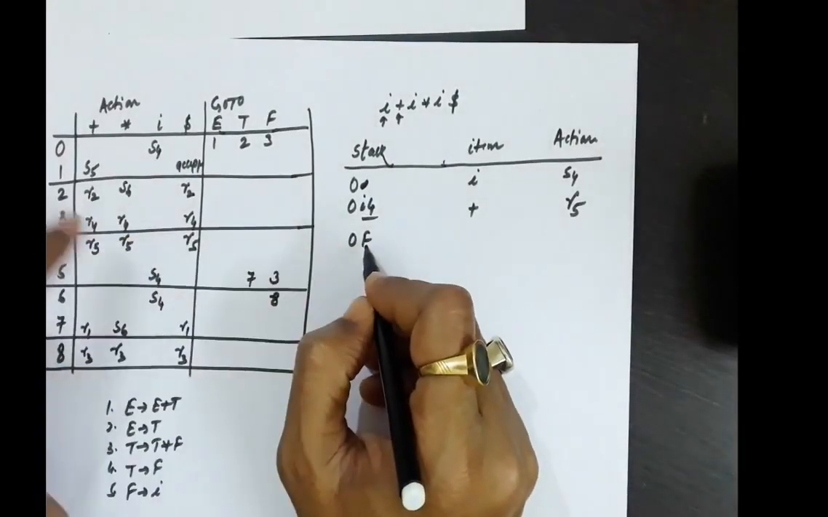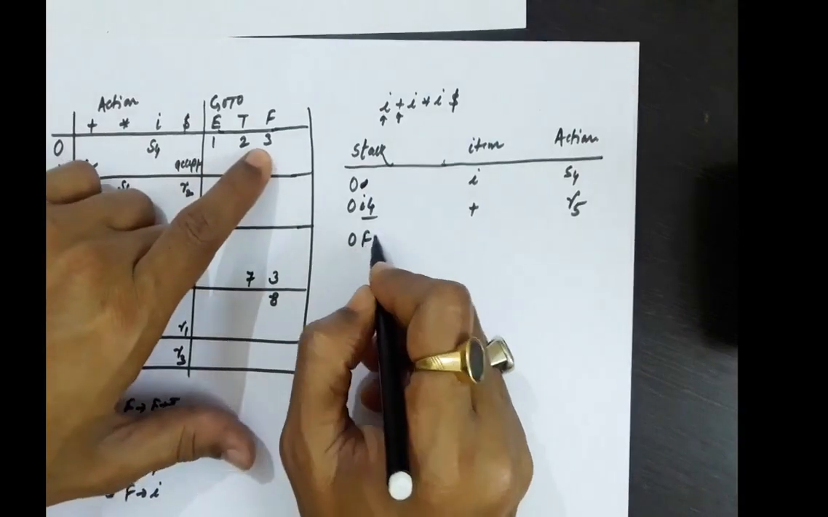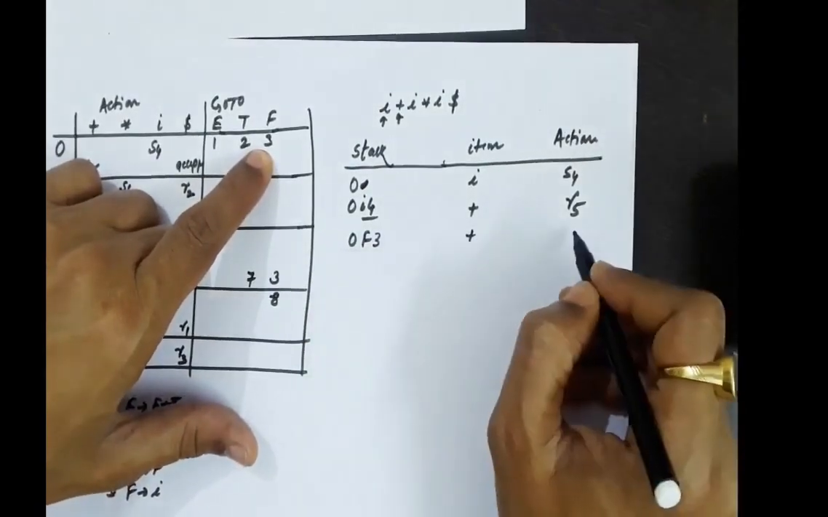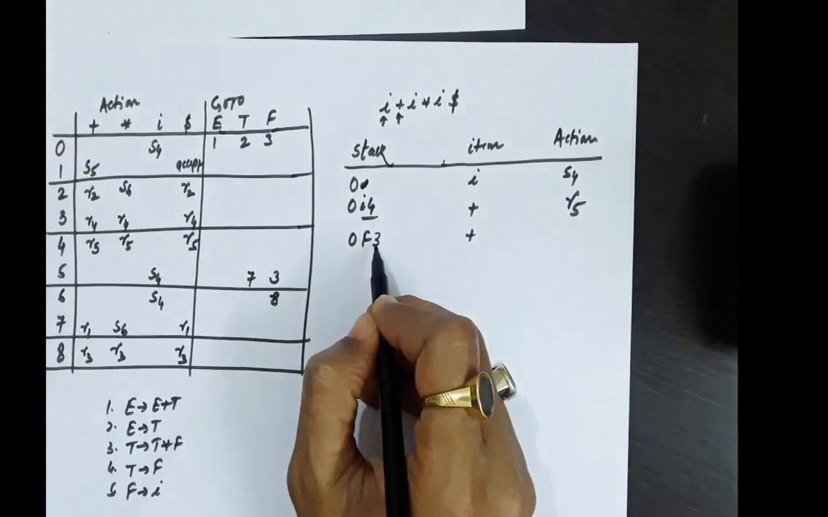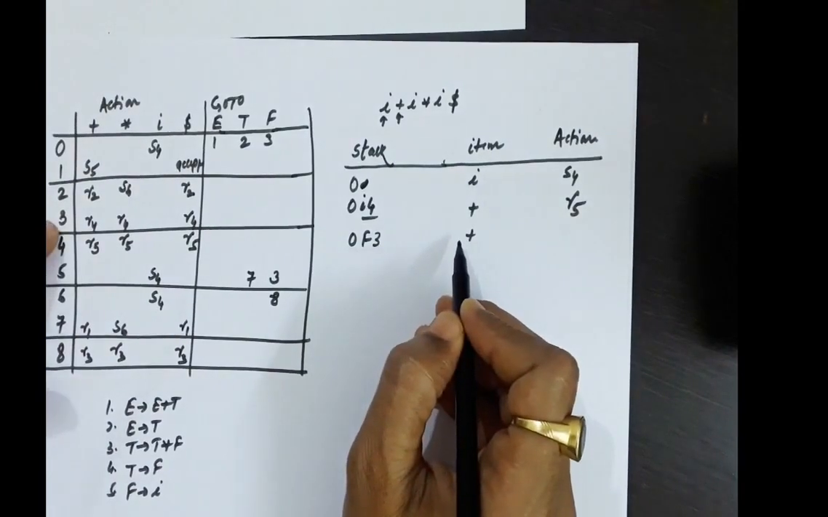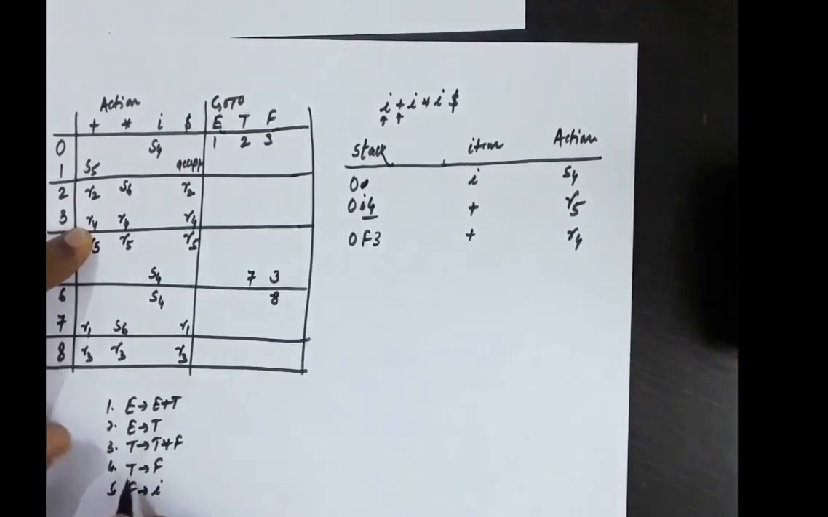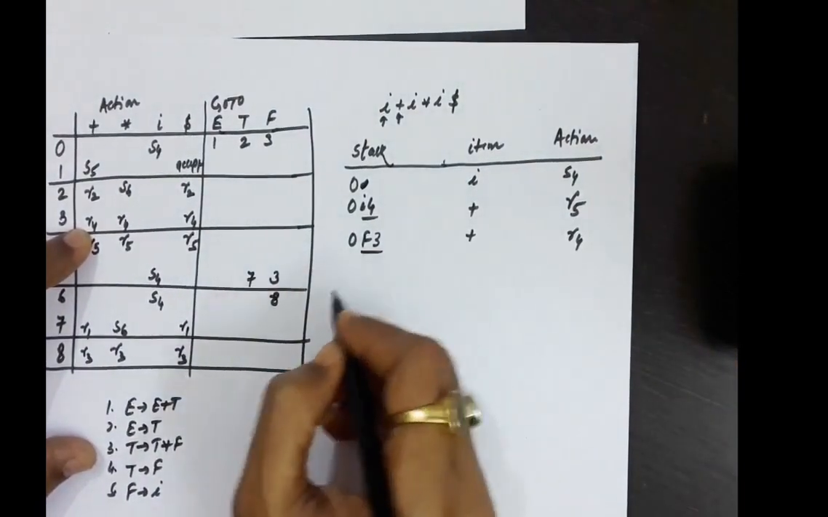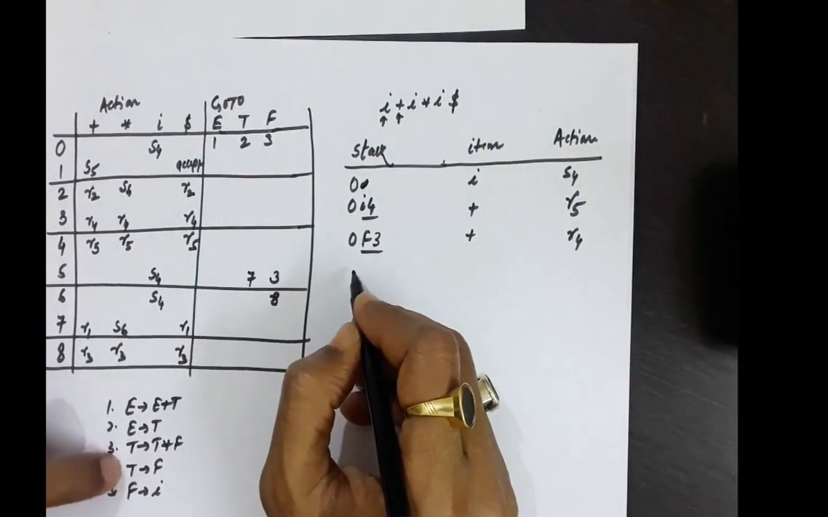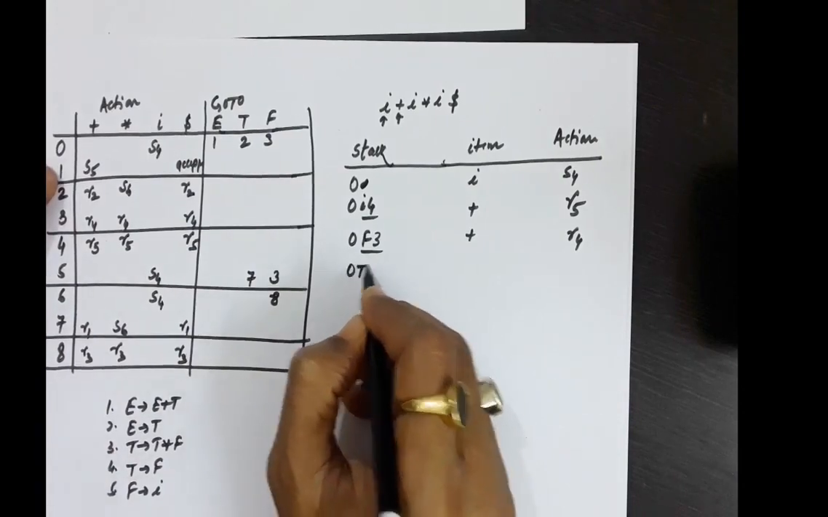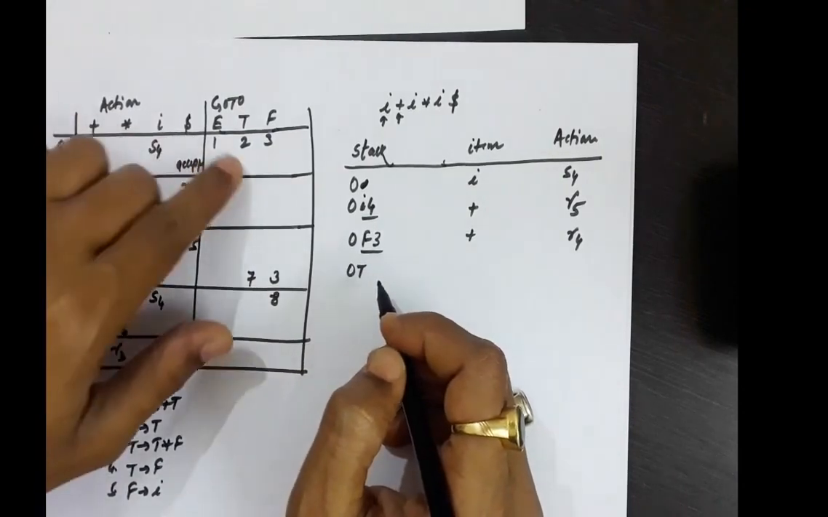Now 0 and F is 3. The symbol remains same. Now we'll look at 3 plus is R4. It means again reduction by fourth production, which is T produces F. So two symbols on the stack will be converted to the left hand side of the production, that is T. So 0T. And now 0 and T is 2.